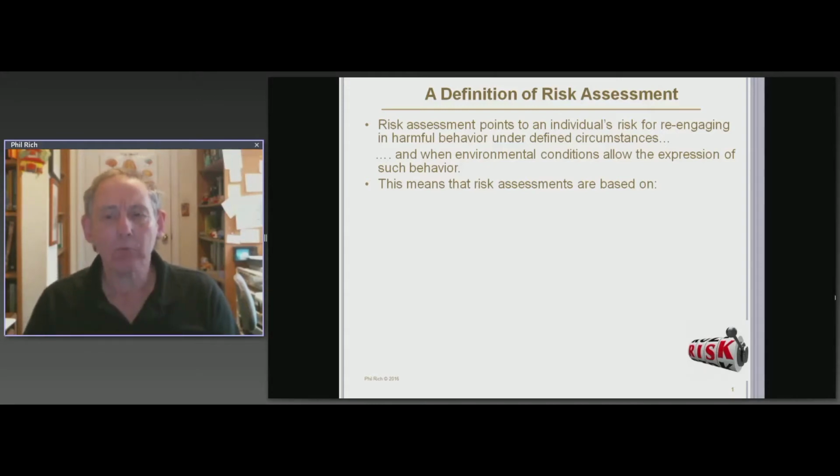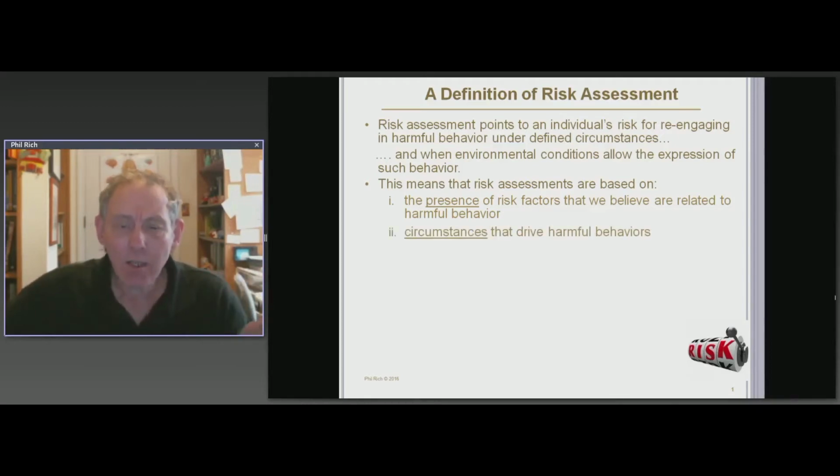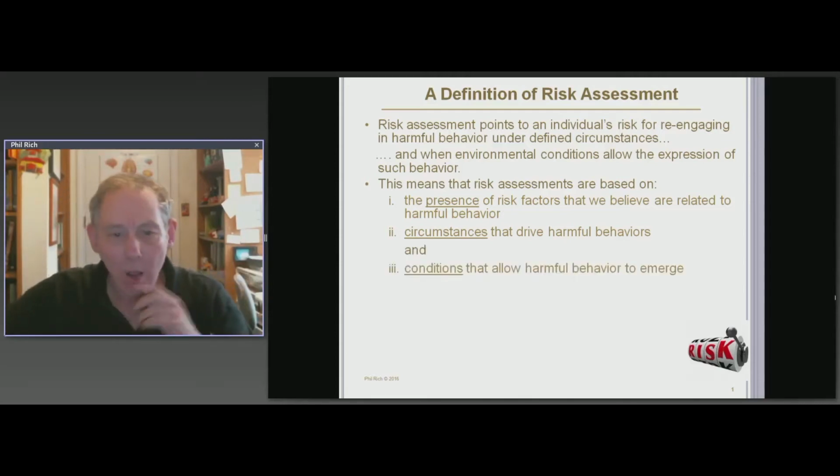We're looking for particular risk under circumstances, and that's particularly true when we think about kids as developmental in the context of their lives. That means when we think about risk assessment, we're thinking about the presence of risk factors, the things that we think are related to harmful behavior, circumstances that drive those risk factors, circumstances that help to transform risk into harm, and conditions that allow that behavior to emerge.